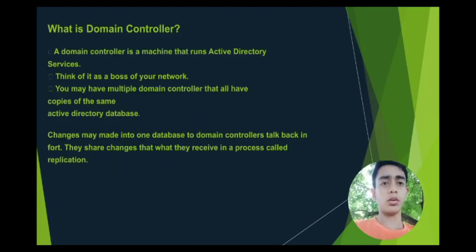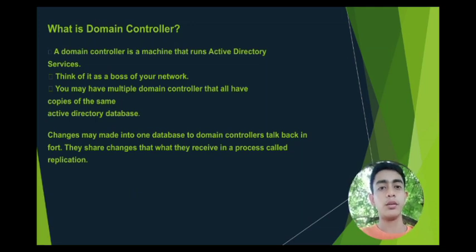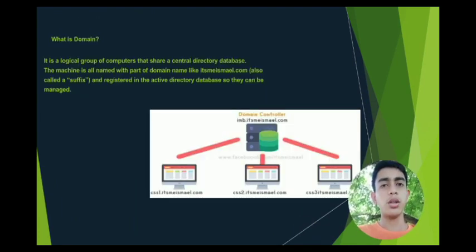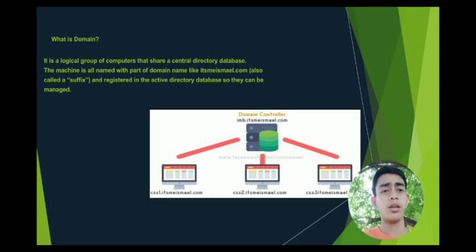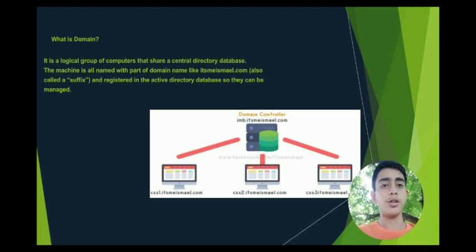What is a domain controller? A domain controller is a machine that runs Active Directory services. Think of it as the boss of your network, and you may have multiple domain controllers that all have copies of the same Active Directory database. So what is a domain? It is a logical group of computers that share a central directory database. The machines are all named with part of the domain, like Ismail.com, also called a suffix, and registered in the Active Directory database so they can be managed.